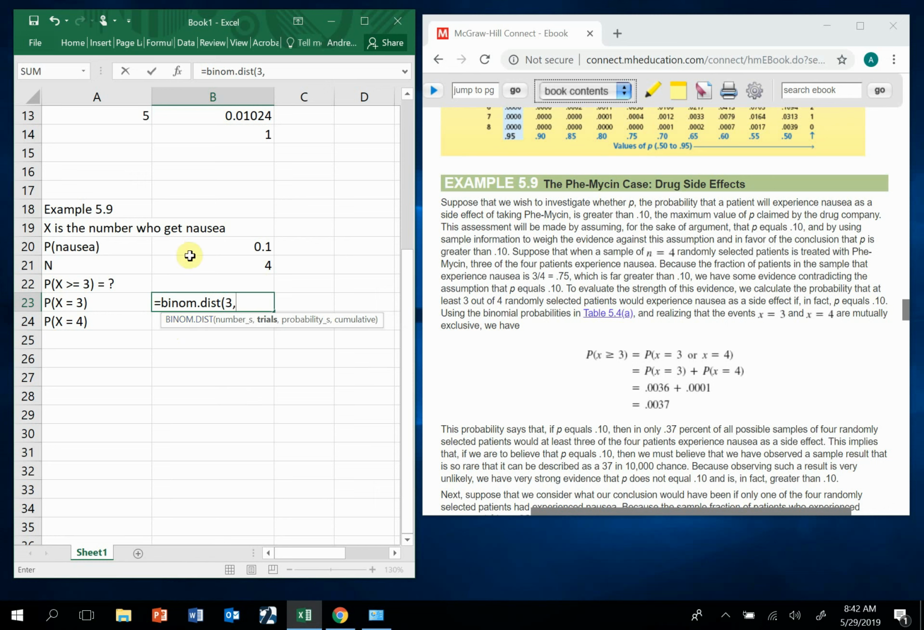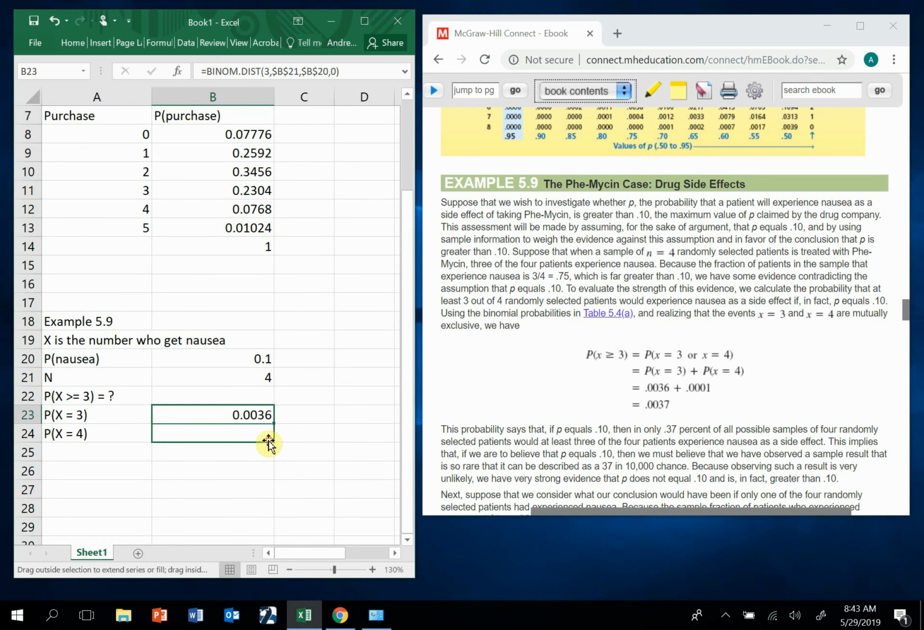Get 3 out of 4. Number of the probability of success, and then put 0 as your last argument. Again, I'm going to copy this down, so I'm going to put dollar signs around those. So there's 3, there's 4, whoops, that one should be 4. And you add those up, so that's the answer right there. That's exactly how they did this.